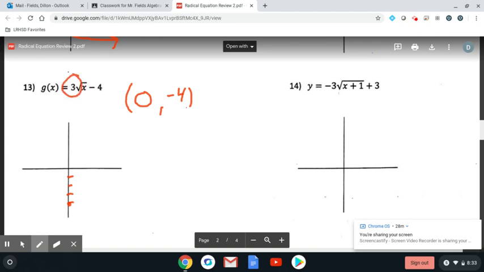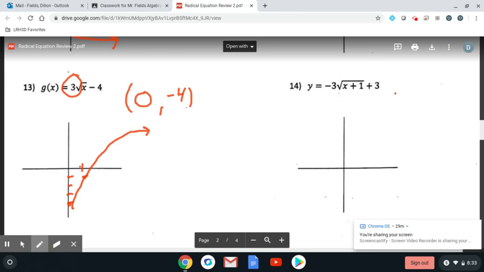My number out in front of that radical is 3, so it tells me that I'm going to have to run up 3 units and to the right 1, which just stretches this out vertically. And there's my second point. So then I connect my 2 points and then just go off to the right.